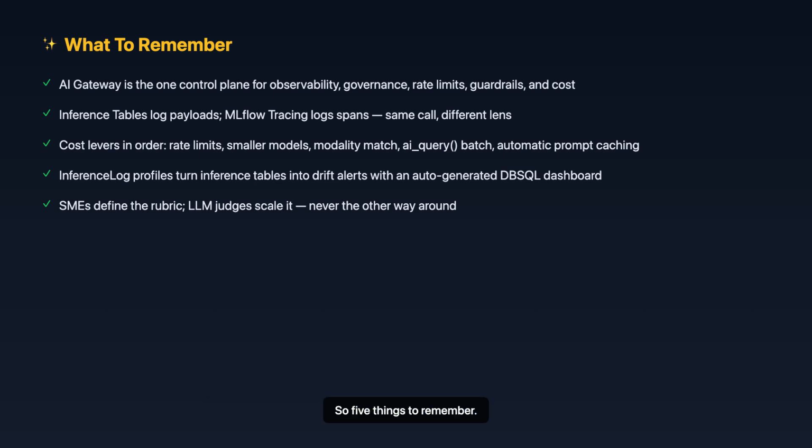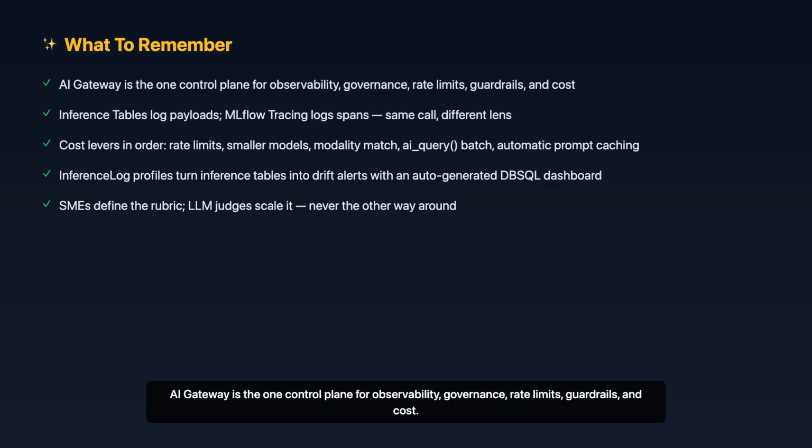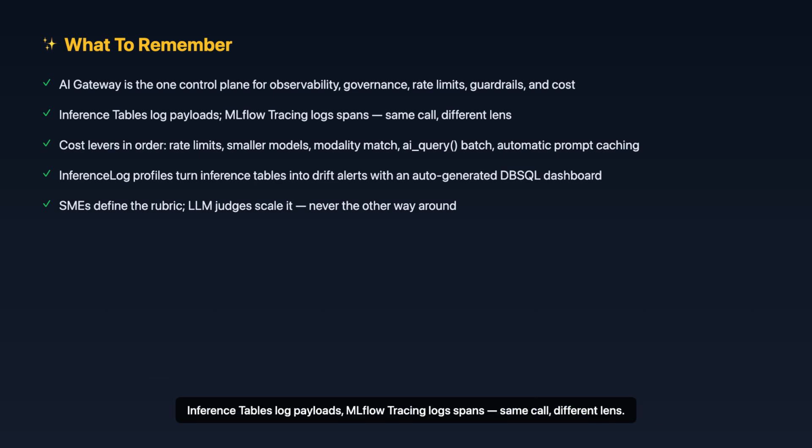So 5 things to remember. AI Gateway is the one control plane for observability, governance, rate limits, guardrails, and cost. Inference tables log payloads. MLflow Tracing logs spans, same call, different lens. Cost levers in order: rate limits, smaller models, modality match, AI_query for batch, and automatic prompt caching. Inference log profiles turn an inference table into drift alerts with an auto-generated dashboard. And the rule that closes everything: SMEs define the rubric, LLM judges scale it, never the other way around.